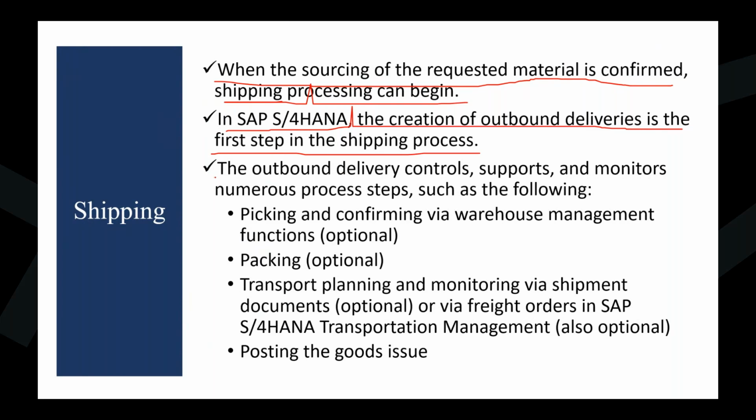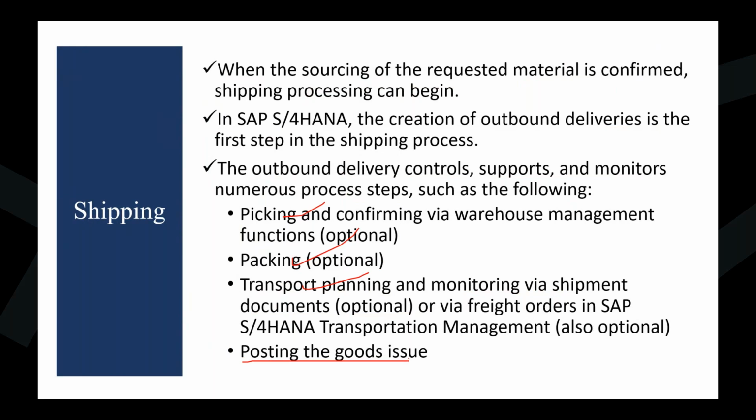The outbound delivery controls, supports and monitors numerous process steps such as picking and packing, which are optional, then transportation planning and creation of shipment documents, which are also optional, and finally posting the goods issue. So using outbound delivery you can execute all these functions, but picking, packing and shipment document are optional, but you have to do goods issue. Again, all these functions we will discuss in depth when we go to the shipping topic.